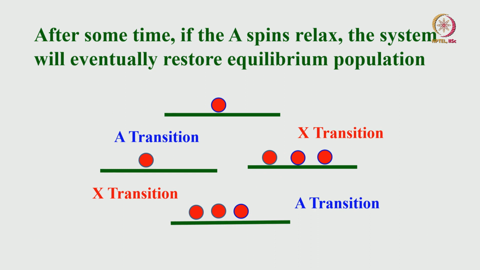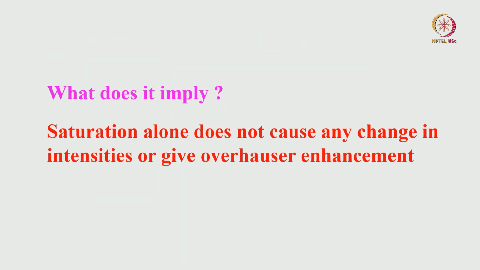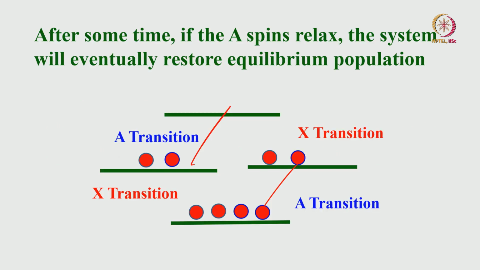What is going to happen? You will not be continuously saturating. You are saturating for some time and then take out the RF. The system has to attain equilibrium. It will come back to thermal equilibrium. That means the saturated spin, when it attains thermal equilibrium, there is a population redistribution, and you can again calculate the intensity now. When it comes back, you have equal intensity again. You have 2, 2, 2, 2.